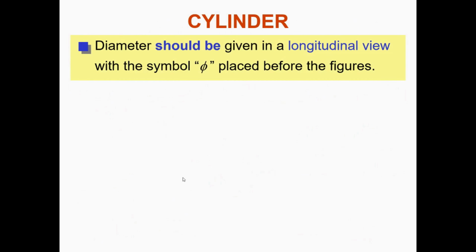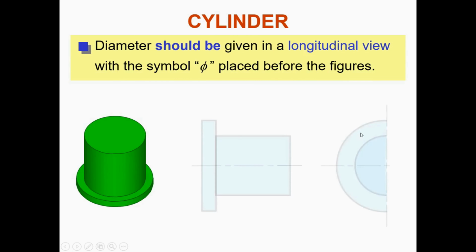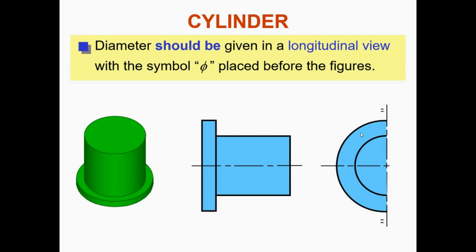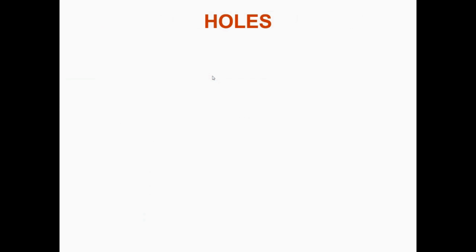Diameter should be given in a longitudinal view with the symbol placed before the figures. So if you have a diameter, you should always place the symbol and then follow it with the dimension figure. The example is what you see: we have diameter 100, we have diameter 70.